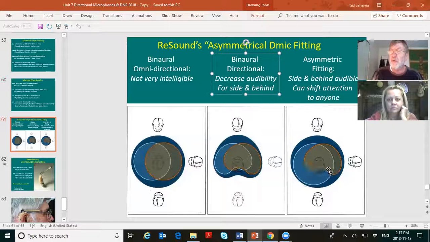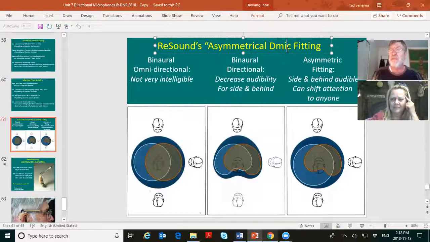Resound did something really weird. Omnidirectional mic in one ear and directional mic in the other ear. They said that worked the best. Who knows? They called it asymmetrical D-mic fitting. You might have heard of it, you might not have, but it exists.